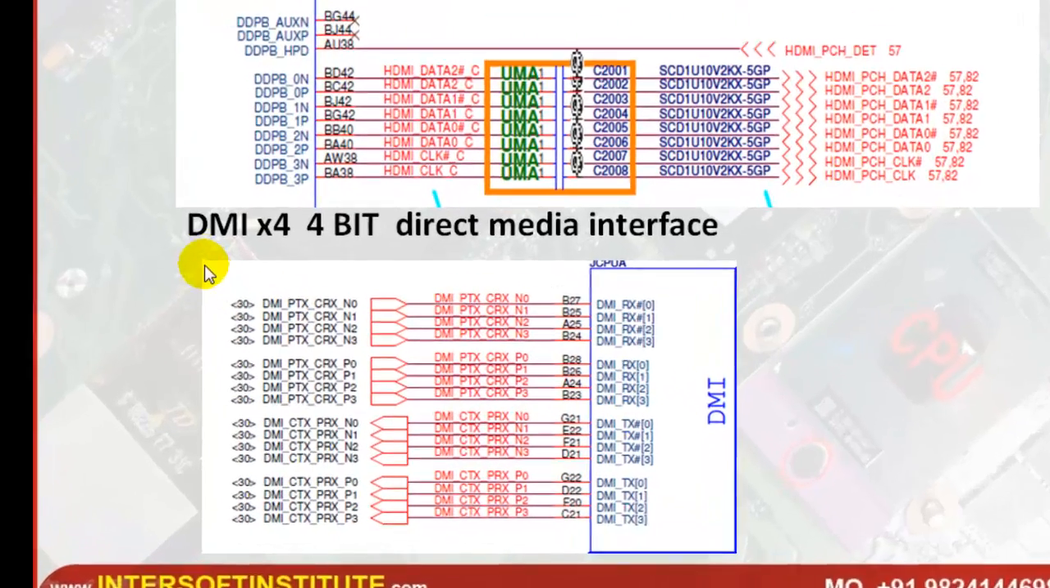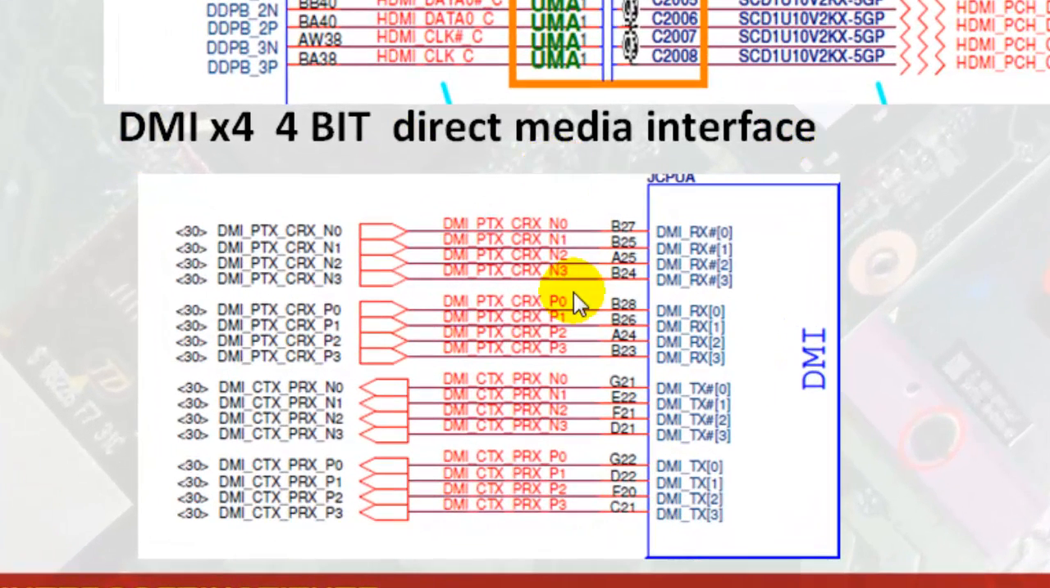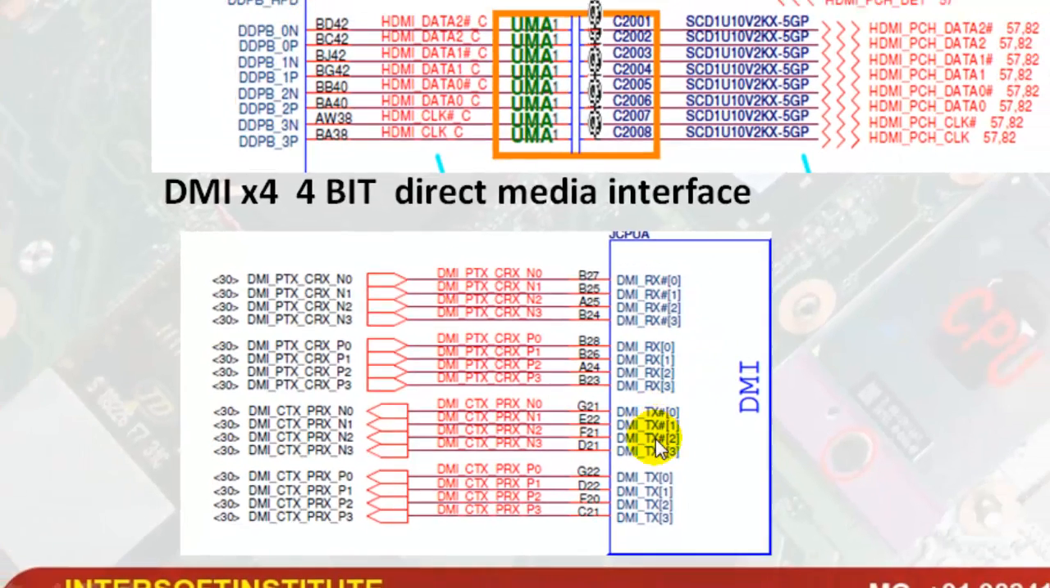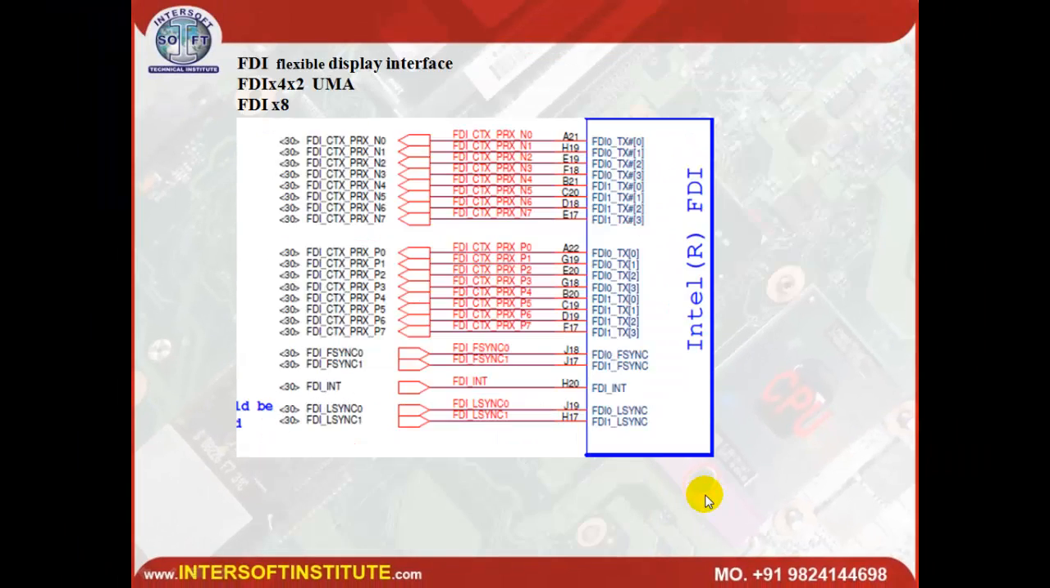If it is written DMI, direct media interface, it will be something like this: RX 0, 1, 2, 3, P 0, 1, 2, 3, N 0, 1, 2, 3. For PRX, CRX, PTX like that, connections are there. So DMI RX 1, 2 like this, DMI connection will be there.